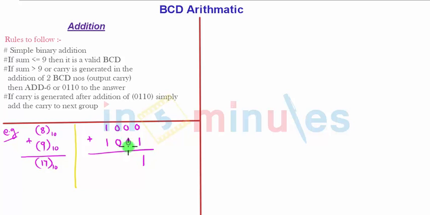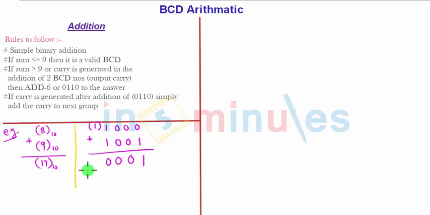0 plus 1 is 1, 0, 0. Now here 1 plus 1 goes to 0 and a carry is generated. Now this extra carry is generated, so by rule number 3, an extra carry means it is an invalid BCD. So what you need to do is add 6 to the respective answer. So your answer is 0001.